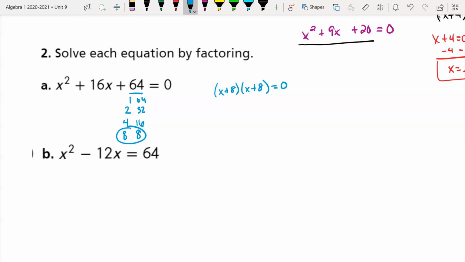So in this one, what multiplies to 64 but adds to 16? Well, that's x plus 8 and x plus 8, because the pair of 8s is the one that multiplies to 64 but adds to 16.